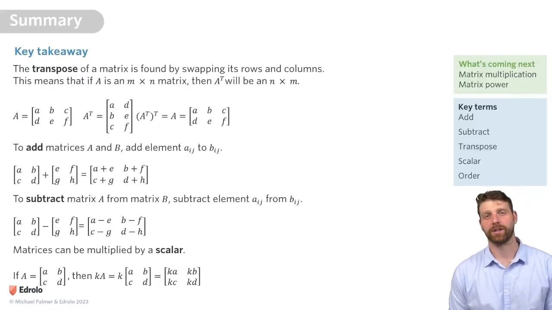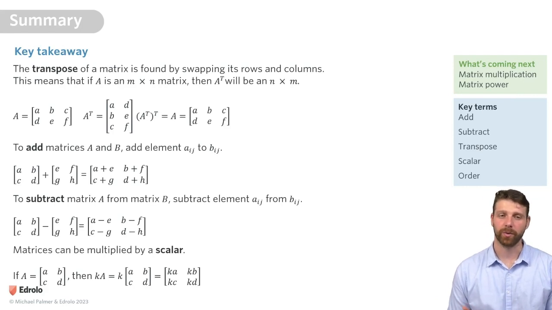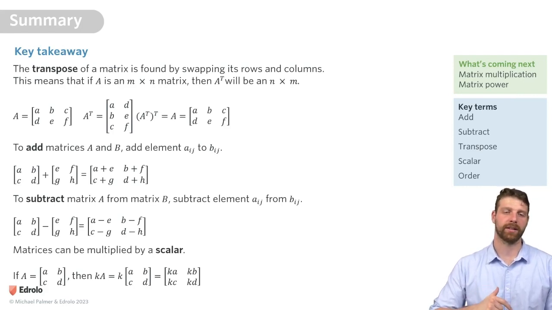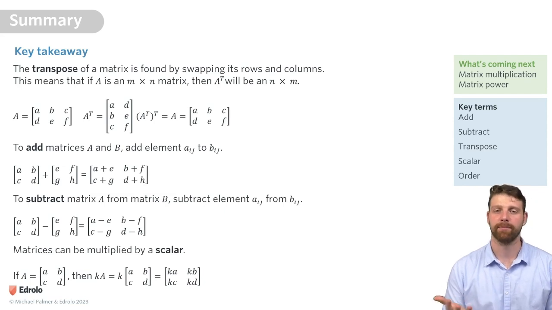Okay, here's a summary of what we talked about today. We've got the transpose, we've got adding matrices, we've got subtracting matrices, we've got multiplying by a scalar. Up next, we're going to multiply 2 matrices together and look at doing that repeated times, and that's the matrix power. So we'll leave that there for you to take some notes if you'd like to.